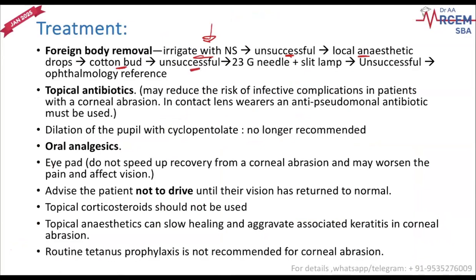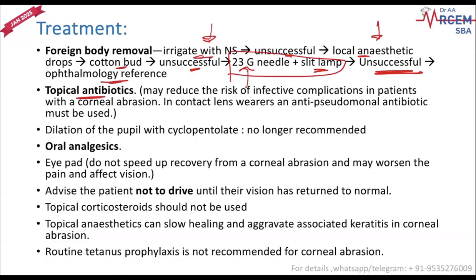If the cotton bud is also unsuccessful, at that point of time, you might have to use a needle and remove it because the foreign body has been impacted in the corneal epithelium. You need to just scratch a little bit and remove it. You need to use a slit lamp examination. If you're doing this, it is highly recommended that you use a local anesthetic before you use a needle. If still it is unsuccessful, you need to refer to the ophthalmologist. Do not do anything further in the emergency department.